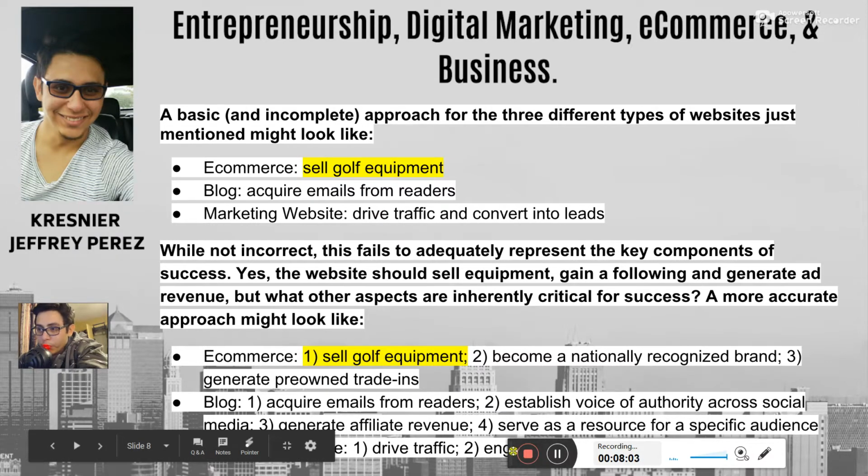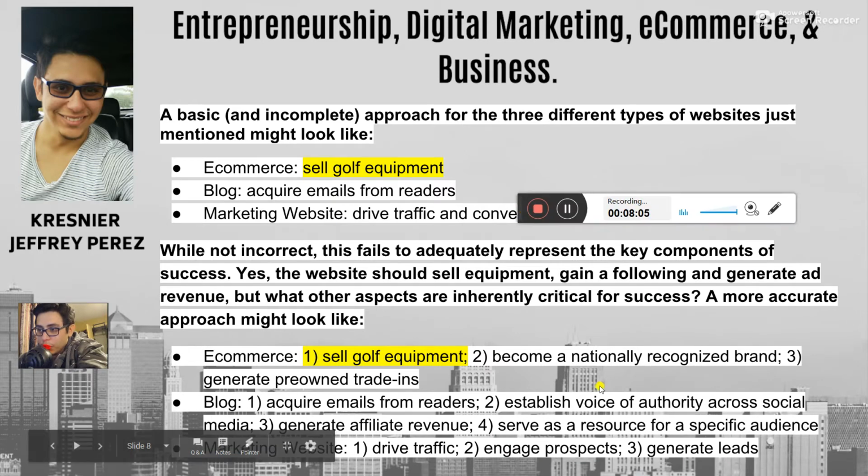So you'll see how for the blog example, acquire emails from readers, establish voice of authority across social media, generate affiliate revenue, serve as a source for a specific audience. For the marketing website, drive traffic and conversions. But if we look here, drive traffic, engage prospects, and generate leads. So that's how you expand on your potential objectives.